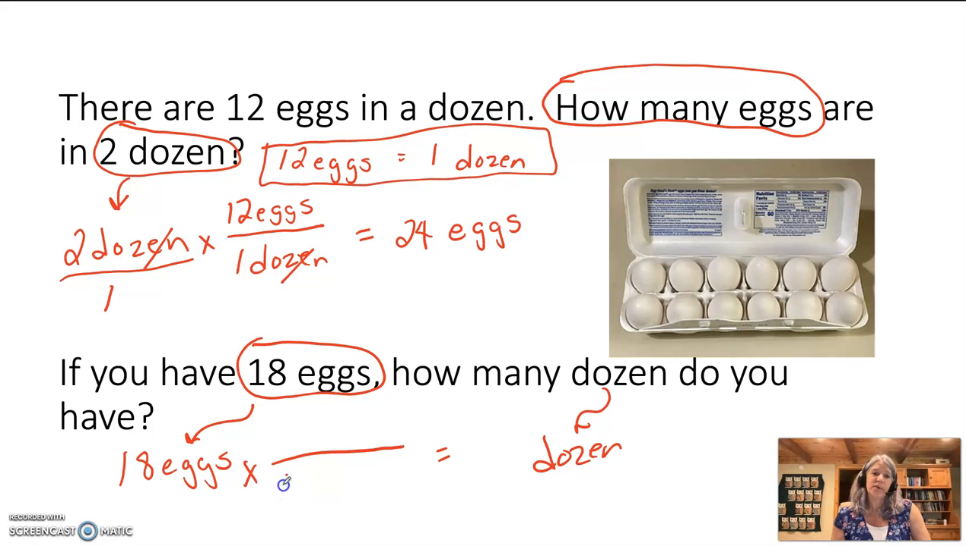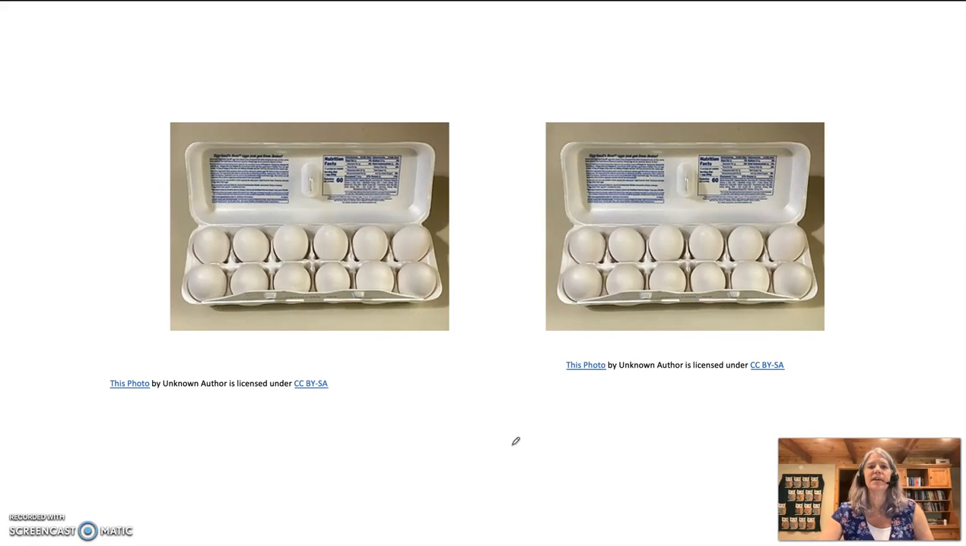However, in this case, we're going to put the 12 eggs on the bottom and the 1 dozen on the top. And we know that's correct because the eggs are going to cancel and we'll be left with the dozen, which is what we want. And so when we multiply 18 times 1 over 12, we're going to get 9/6, which is 3 halves, which looks like 1.5 dozen. Okay, so this one was the easy problem because you can visualize it, right? You can look here at 18 eggs and see that it's 1.5 dozen. And we practice that so that we can understand the process.